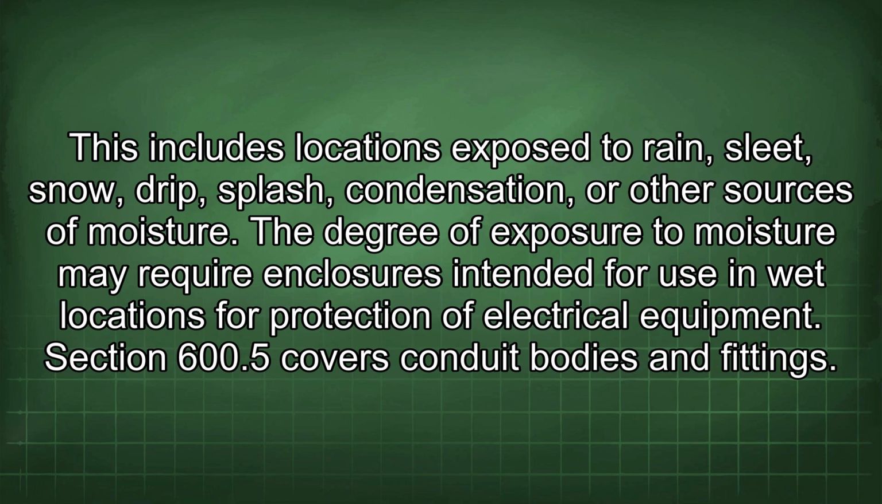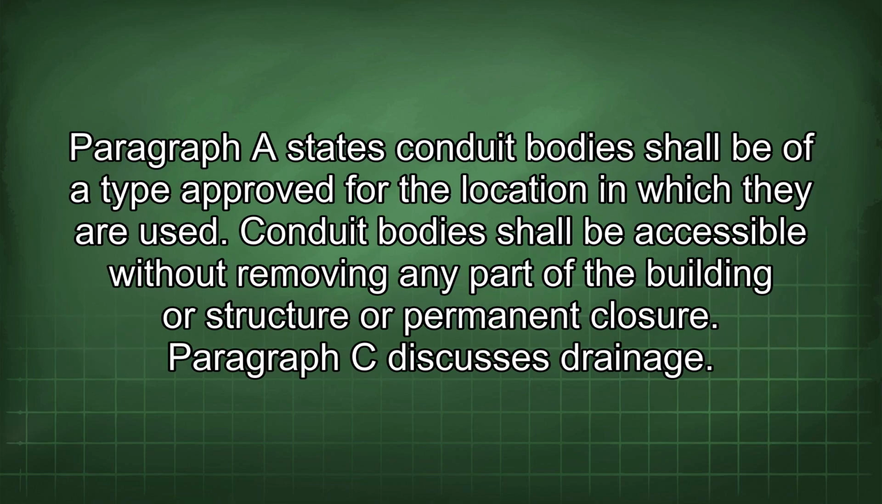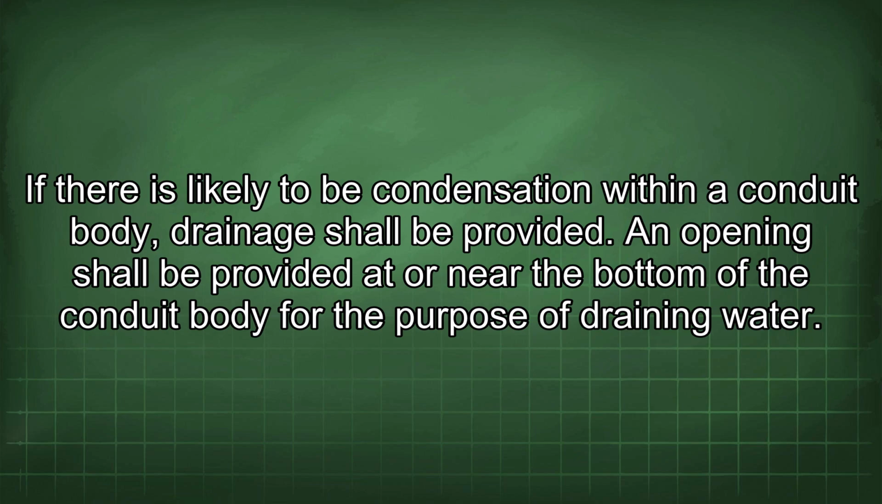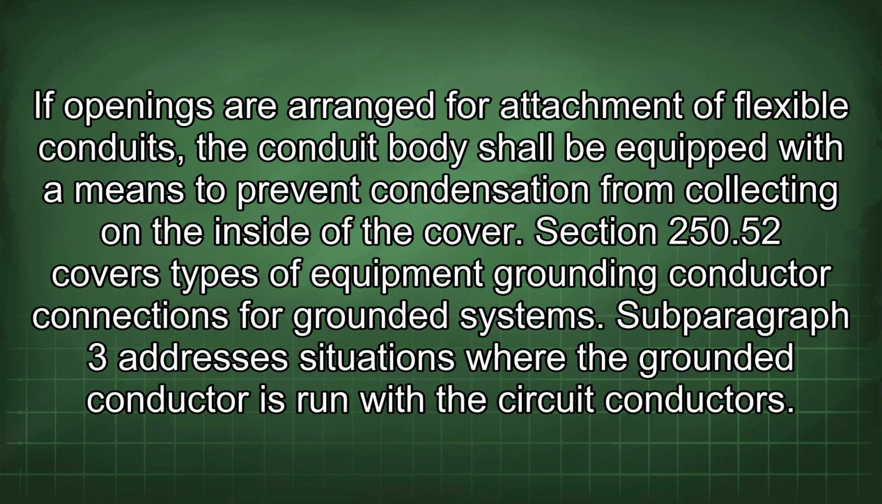Section 600.5 covers conduit bodies and fittings. Paragraph 4 states conduit bodies shall be of a type approved for the location in which they are used. Conduit bodies shall be accessible without removing any part of the building or structure or permanent closure. Paragraph C discusses drainage. If there is likely to be condensation within a conduit body, drainage shall be provided. An opening shall be provided at or near the bottom of the conduit body for the purpose of draining water. If openings are arranged for attachment of flexible conduits, the conduit body shall be equipped with a means to prevent condensation from collecting on the inside of the cover.